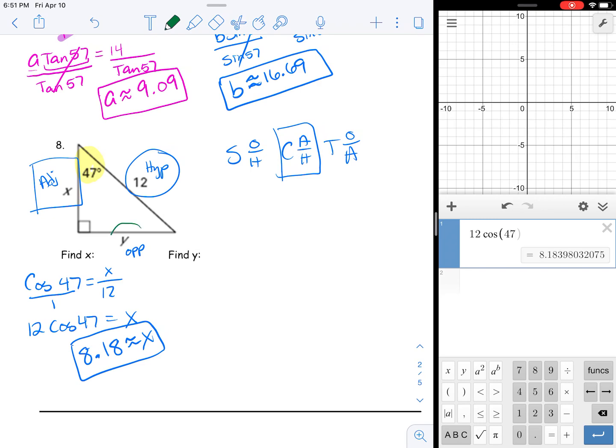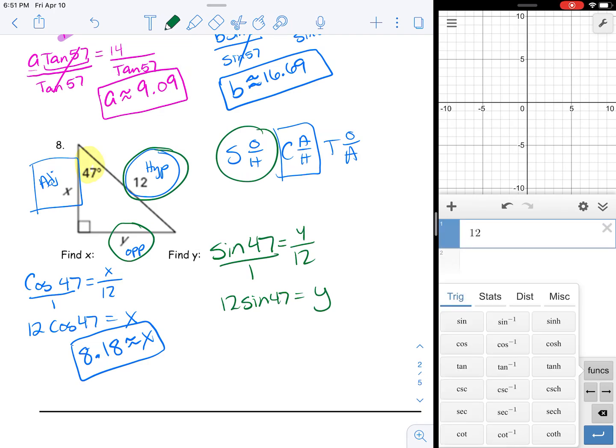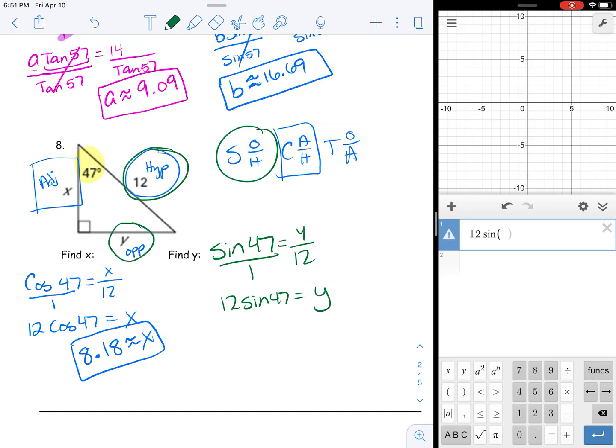To solve for y, the one we want, which is the y, the one we have, which is the 12, that is opposite and hypotenuse, and that means we're going to use a sine function. Sine of 47, opposite over hypotenuse. Put that over 1, cross multiply, 12 sine 47 equals y. Ready to go to the calculator. 12 sine 47. 8.78.